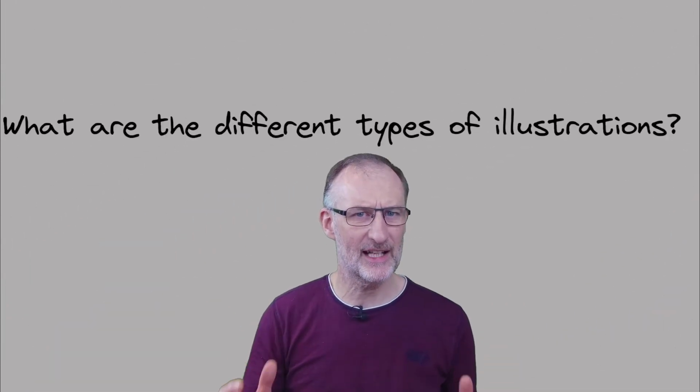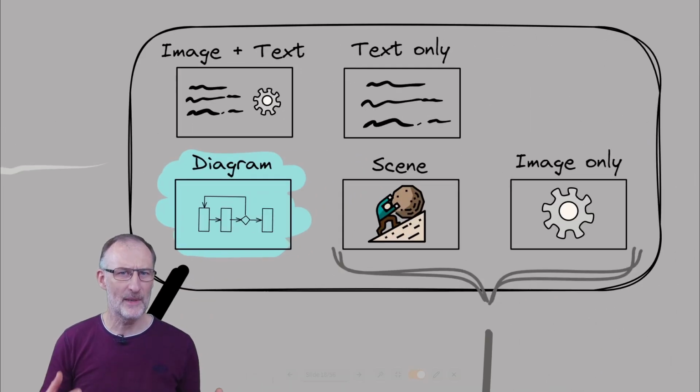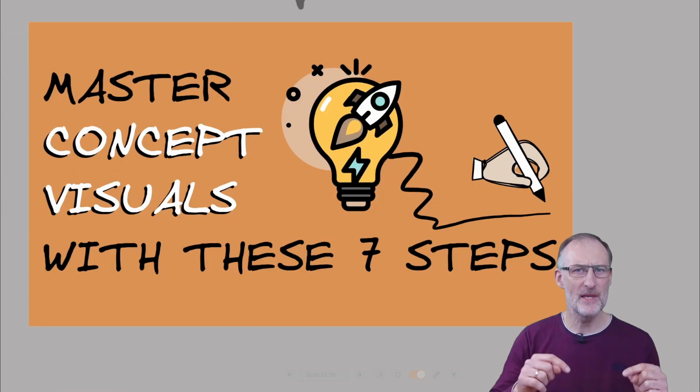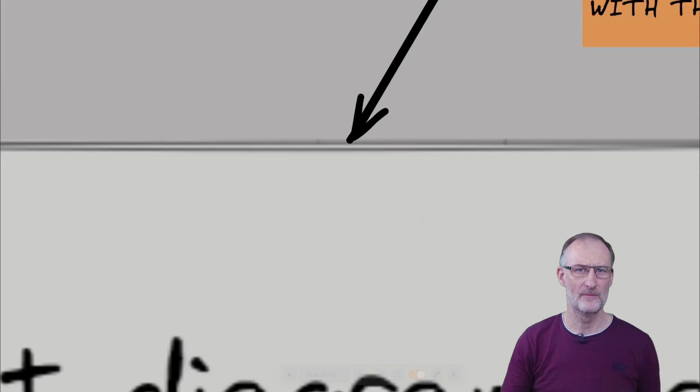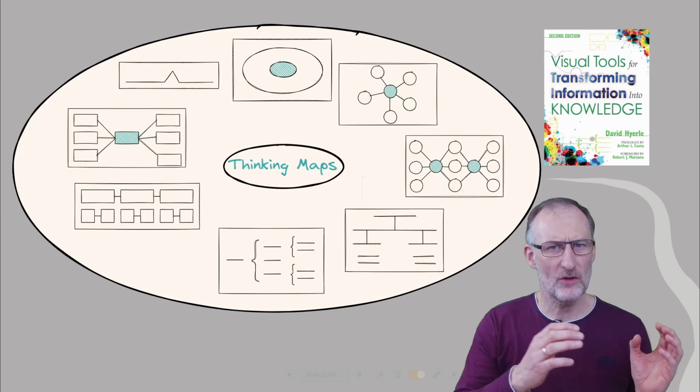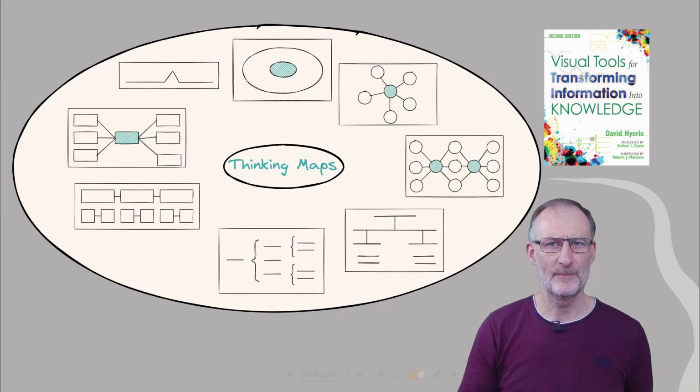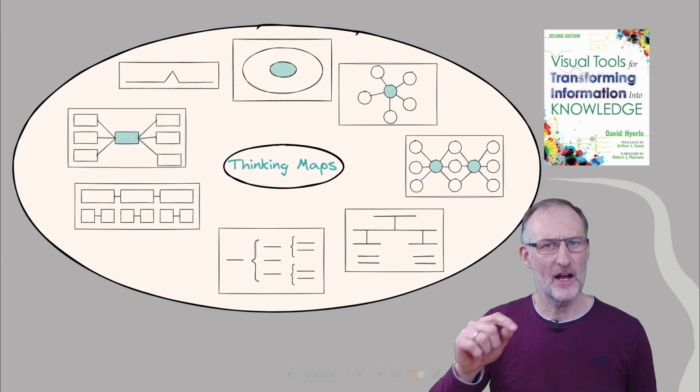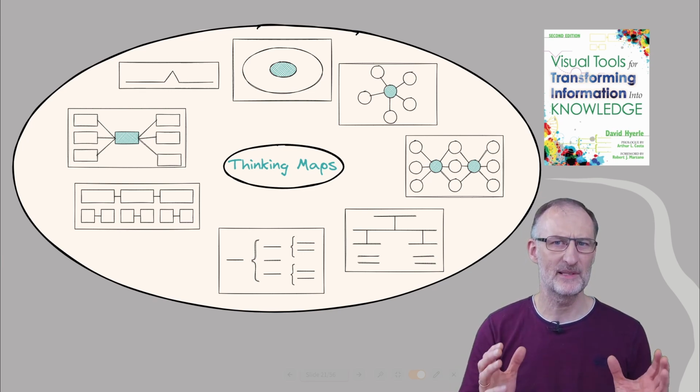Now, onto the different types of illustrations. There are 5 main types: image plus text, text only, diagram, scene, and image only. Today we are diving deep into the world of diagrams, but if you're interested in concept visuals, be sure to check out my video on the topic. You'll find the link in the description below. But what diagrams are relevant to PKM? Of course, there are the 8 thinking maps by David Hyerle, but let's save that for another time. I recommend you check out my 8 thinking maps playlist. The link is in the description.